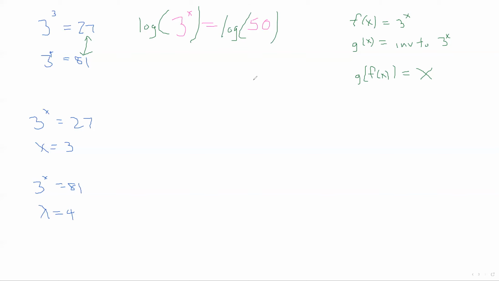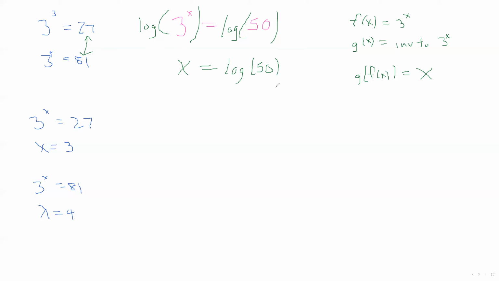And don't treat that as a multiplication. This does not mean log times 50. This is like f of x does not mean f times x. But if we do this process, log of 3 to the x, what I contend is that this will reduce to just x. X equals log of 50. And that is your answer, whatever the heck that is. We're going to need a calculator to find it.